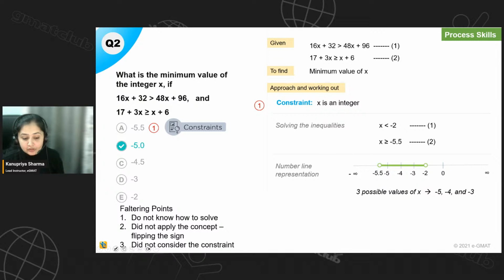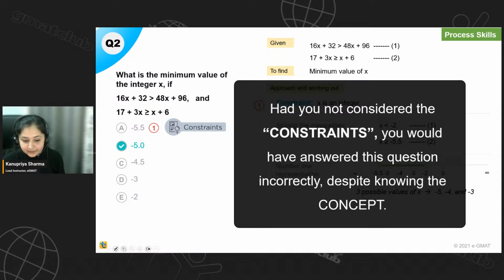In case you do not know how to solve these two inequalities, it means that there's a conceptual gap. You have to review these concepts. Again, this is the concept related to flipping the sign of the inequality. And the third one is that you did not consider the constraints here. So these are the faltering points. Now, are you updating your table with these faltering points and corrective actions? The table that you created in the beginning, are you updating it?